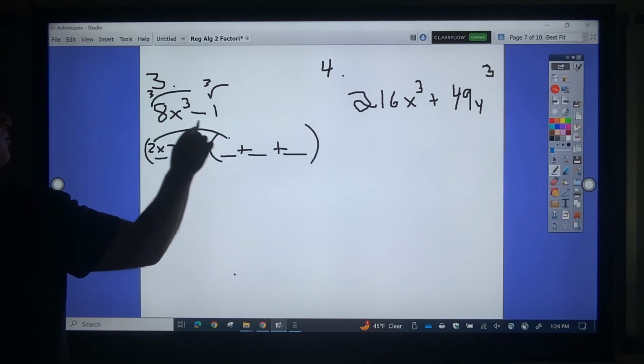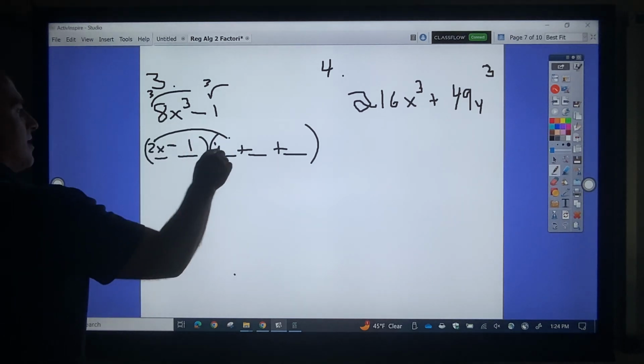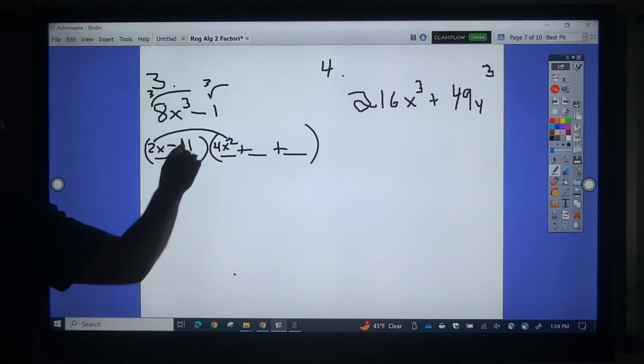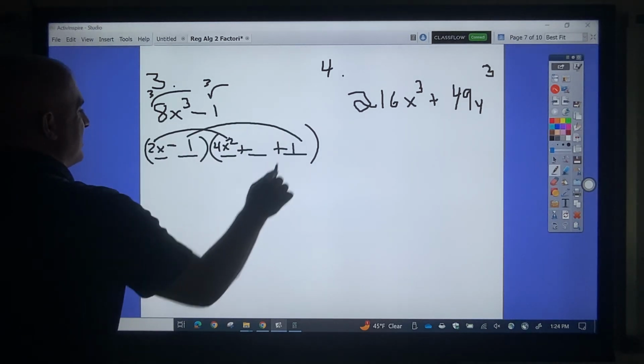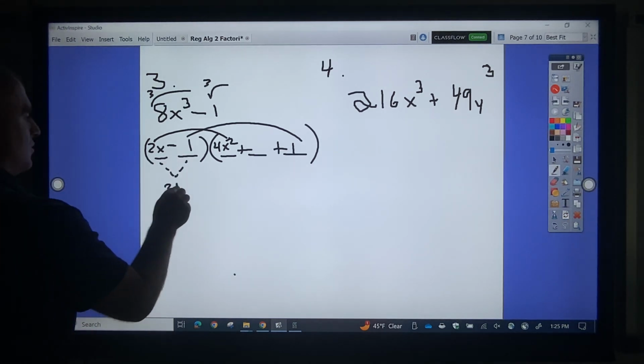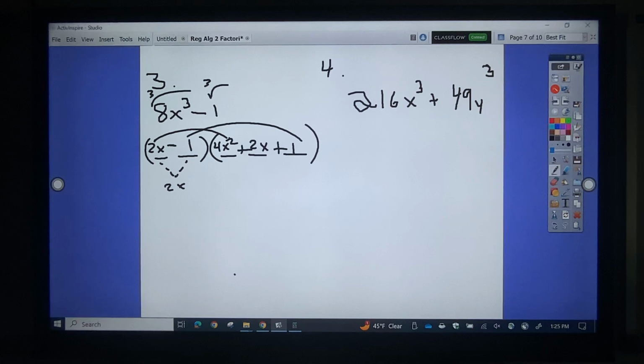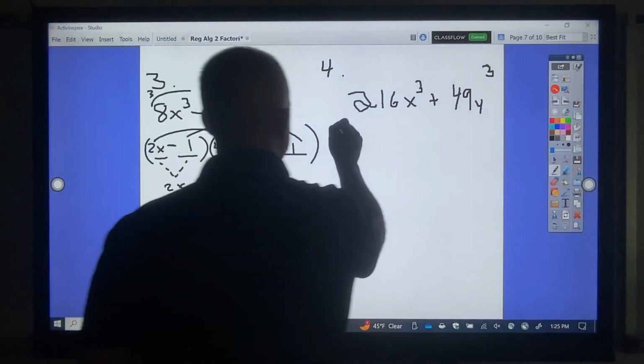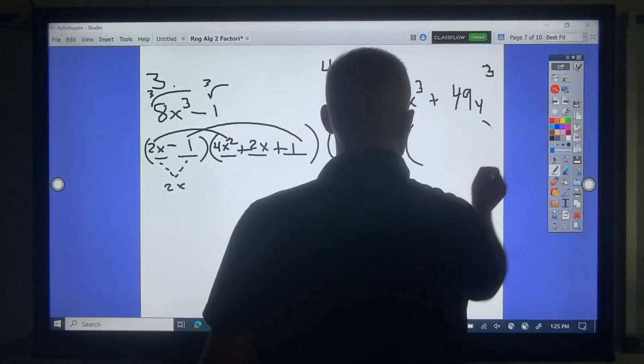So 2x times what would give me 8x cubed? That would have to be 4x squared. 1 times what would have to give me 1? That's easy. That's 1. To figure out the term in the middle, multiply those. 2x times 1 is 2x. It's going to go right there. Okay? All right, let's do another 2 by 3 pattern.